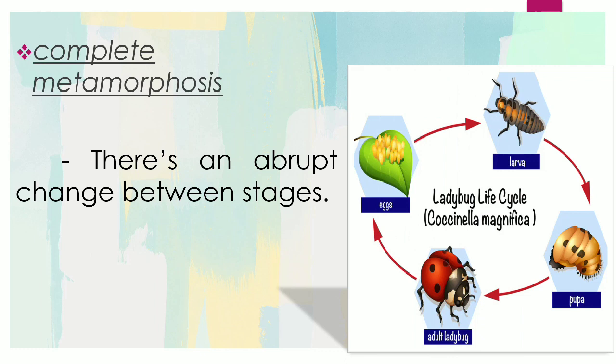Example, the life cycle of the ladybug. So the tiny yellow eggs are laid on the leaves. When the eggs hatch, they will turn into larvae. After the larva stage, it will become a pupa, and after that, it will become an adult ladybug.